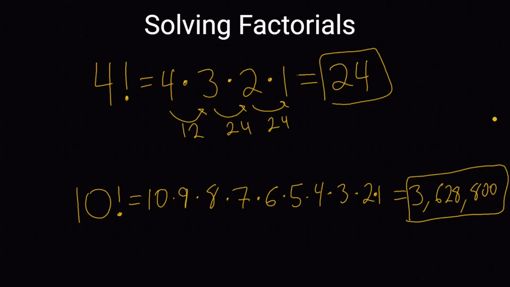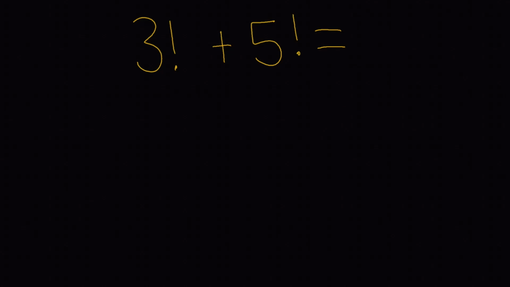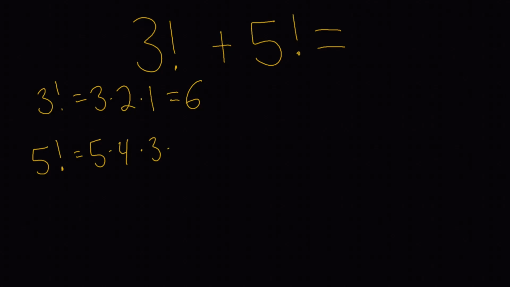Now we can do some operations between factorials, and I have one example, so let's go ahead and jump into that. Here I want to find 3 factorial plus 5 factorial. Now to add factorials, just find each separate one and what that value is. So 3 factorial is the same thing as 3 times 2 times 1, which is 6. And 5 factorial is 5 times 4 times 3 times 2 times 1. And that will give you 120.